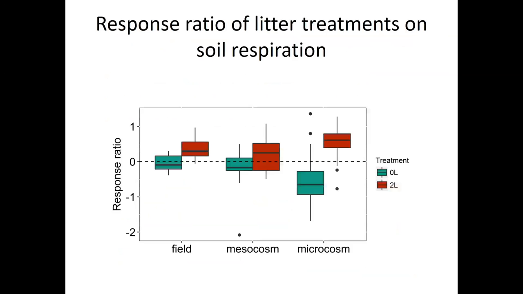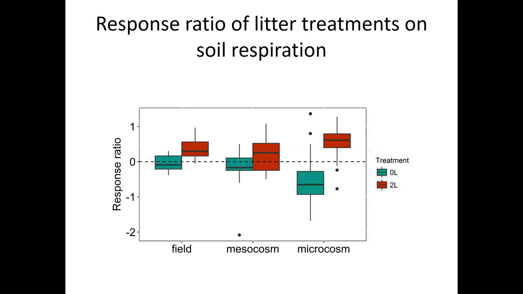So here's some initial data from this comparison, where we've got microcosms on the right over to field on the left. And we can see that in the microcosm study, there's an increased response ratio when comparing the zero litter and the double litter to the control litter, in the microcosm study compared to the field study. So we seem to be increasing the treatment effect in our small lab incubations.